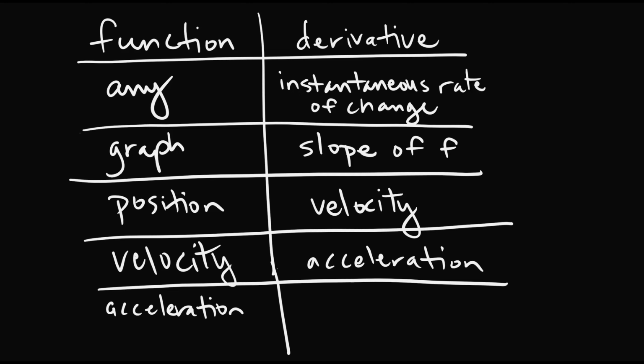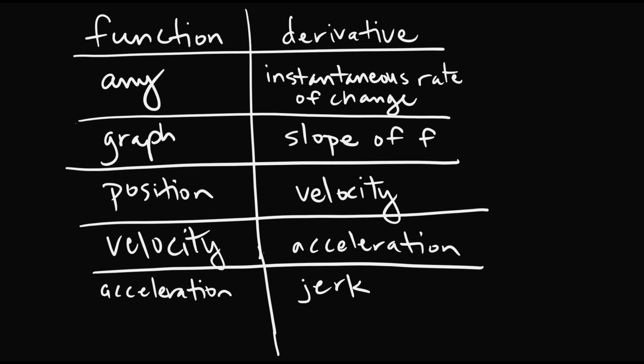Let's add one more physics application to our table. We won't work an example of this one, but if our function is acceleration, we can talk about the derivative of acceleration. And if you think of riding on a bus or being in a car, sudden changes in acceleration can create a jerky motion of the vehicle. And so for that reason, the derivative of acceleration is called jerk.